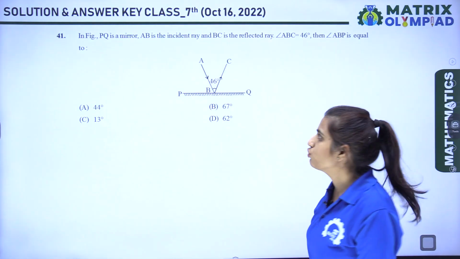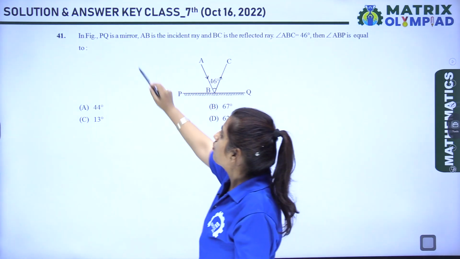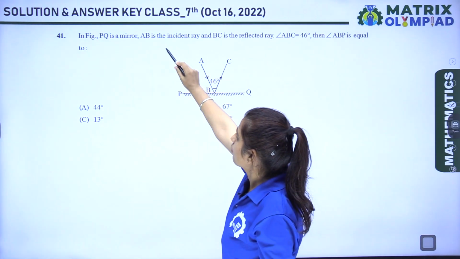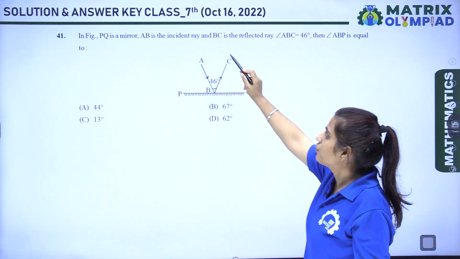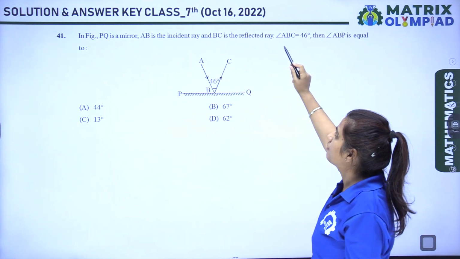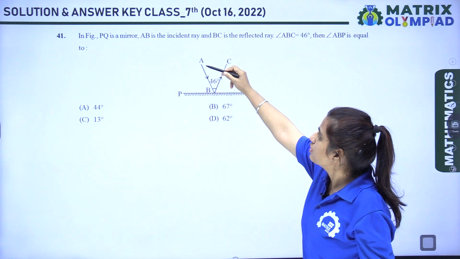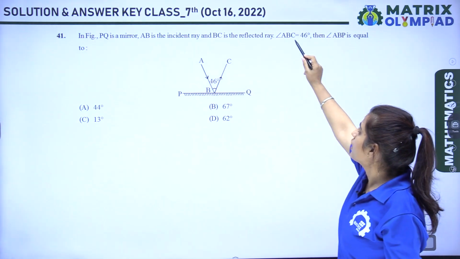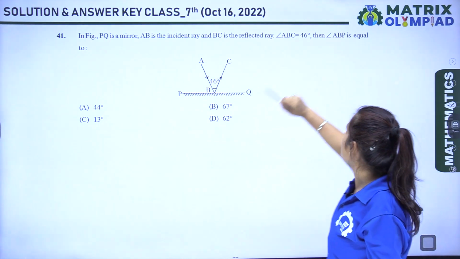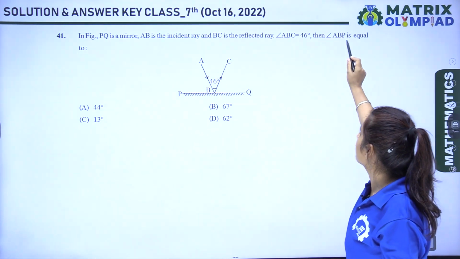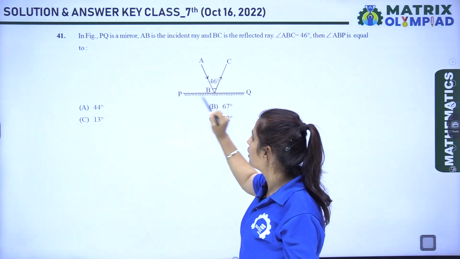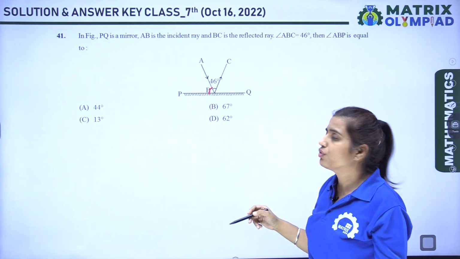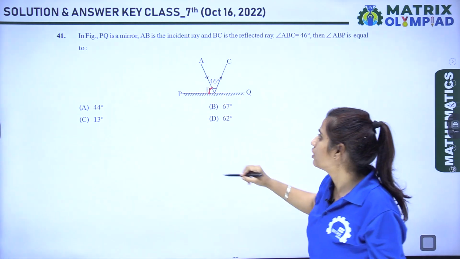Now, the next is question 41. In the figure, PQ is a mirror. See, this is a mirror PQ. AB is the incident ray and BC is the reflected ray. Here ABC is 46 degrees, then ABP is equal to, meaning this angle equal to, we have to find out the measurement of this angle.